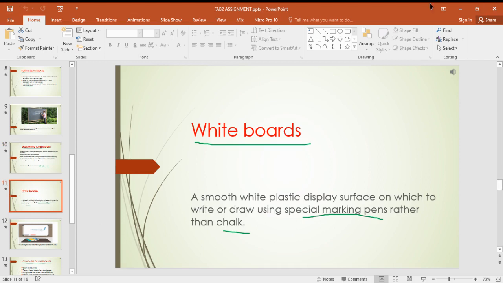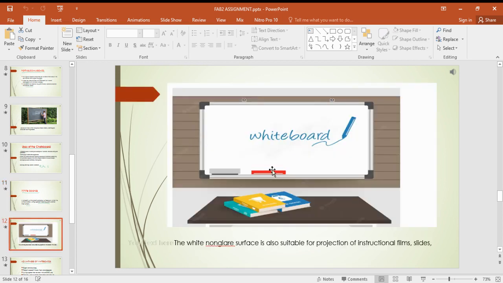Then we have another type of display board. The first one we've been looking at was the chalkboard, and we've looked at two types of chalkboards, that is the portable chalkboard and the fixed chalkboard. Now we want to look at the whiteboards. This is a smooth white plastic display surface on which to write or draw using special marking pens rather than chalk. With the whiteboard, we don't use the chalks. We use marking pens. Here is an example of a whiteboard.